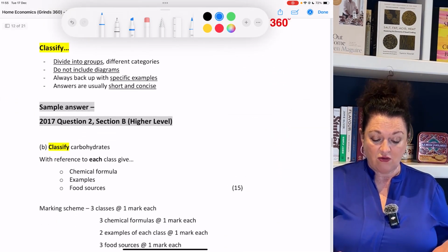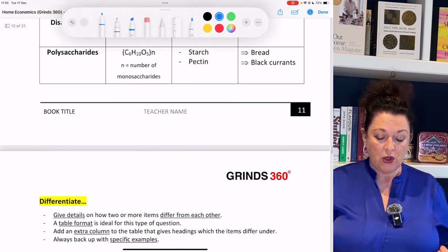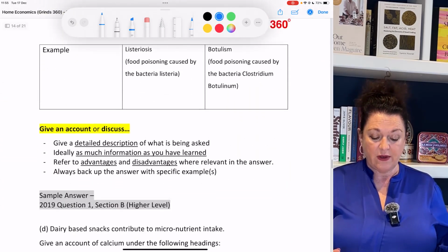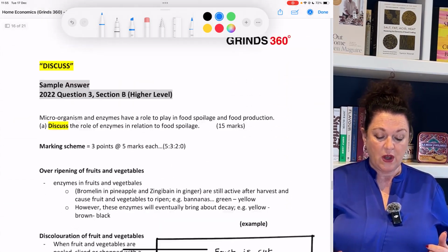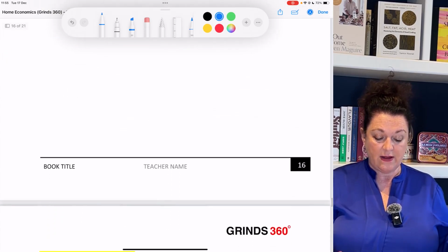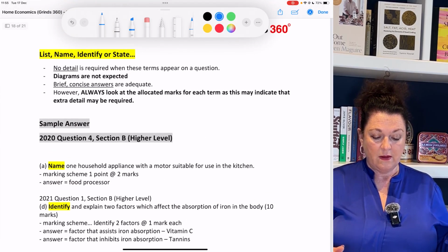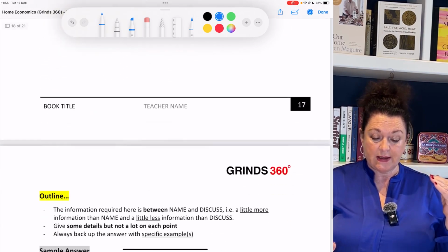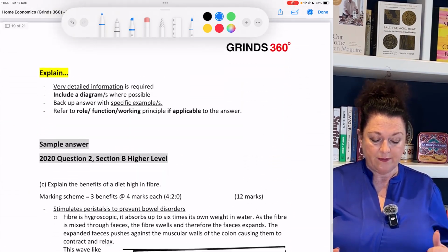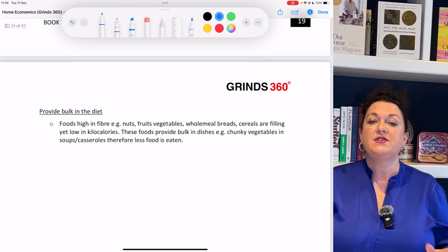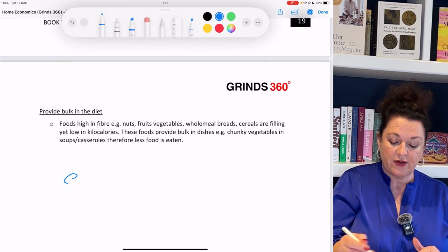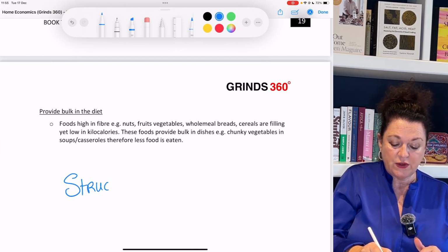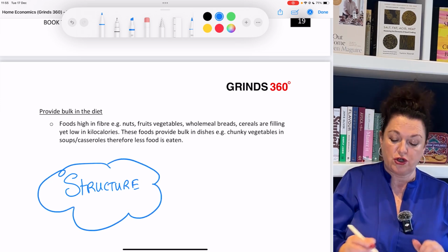So things like describe, and I've taken example. We also have words like classify, we have differentiate, we have give an account or discuss, we have other words like name, identify, state, list, outline, explain, and they for me are probably the most important ones. There's one I'm just going to add on here, and that is, I've said it numerous times in the on-demand classes, and that is the word structure.